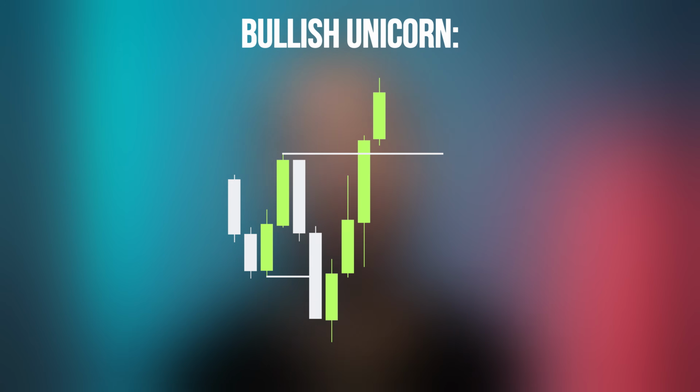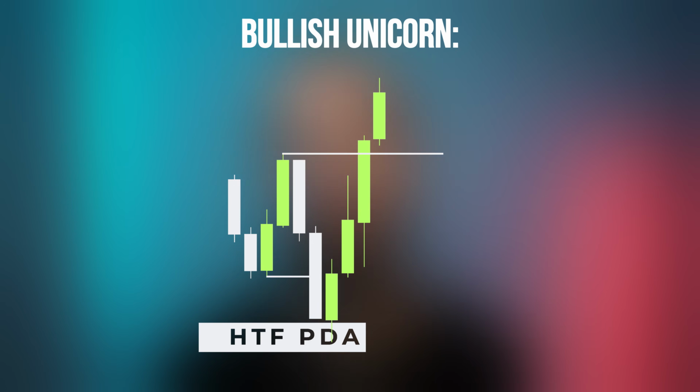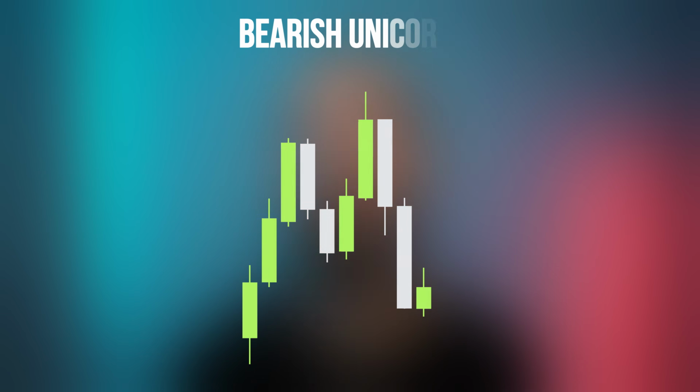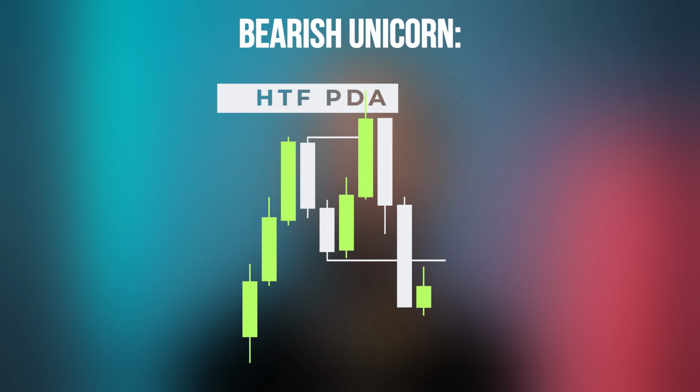Now that we understand these 3 main components, let's put them all together to understand what a unicorn is. A bullish unicorn is a bullish breaker block that occurs at a higher time frame discount array with a bullish fair value gap that forms inside of it. A bearish unicorn is a bearish breaker block that occurs at a higher time frame premium array with a bearish fair value gap that forms inside of it.